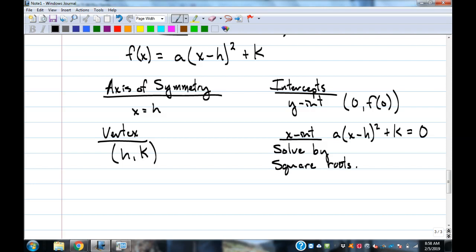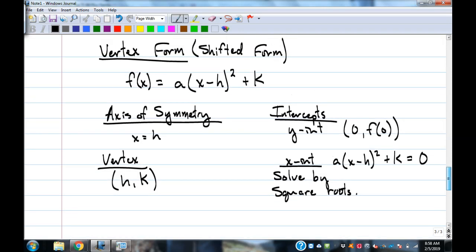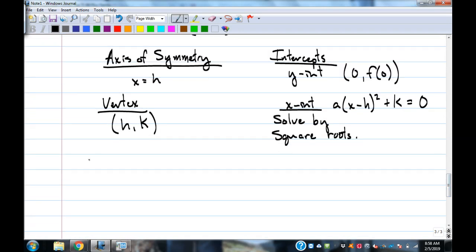Okay. What do we know about the domain? Yeah, it hasn't changed. It's still quadratic. Negative infinity to positive infinity still. The range, because it's in vertex form, we automatically know the vertex. And in standard form, we had to find that vertex before we could discuss the range. Well, with vertex form, we already have the vertex. So we don't have to do any work to get there. So we could go straight and get the range here. And it's going to start at K.